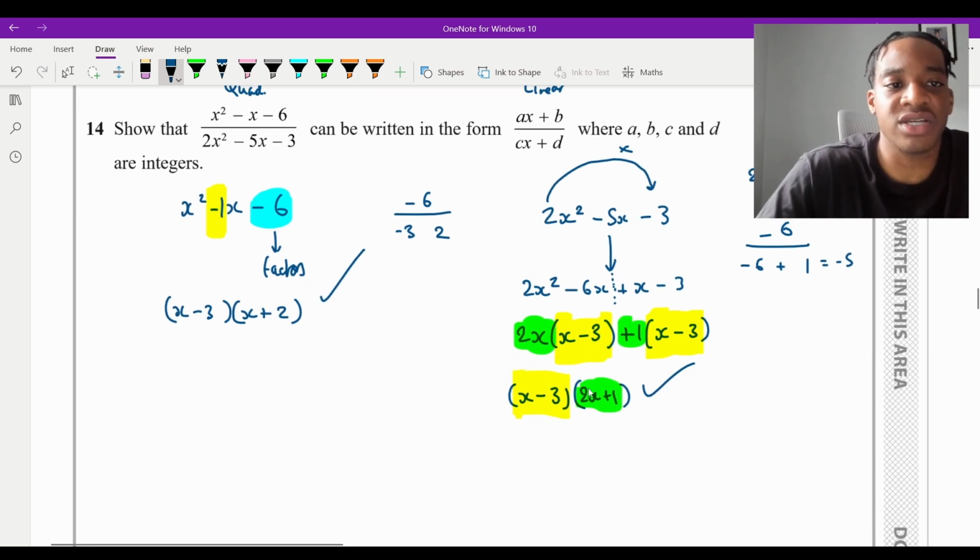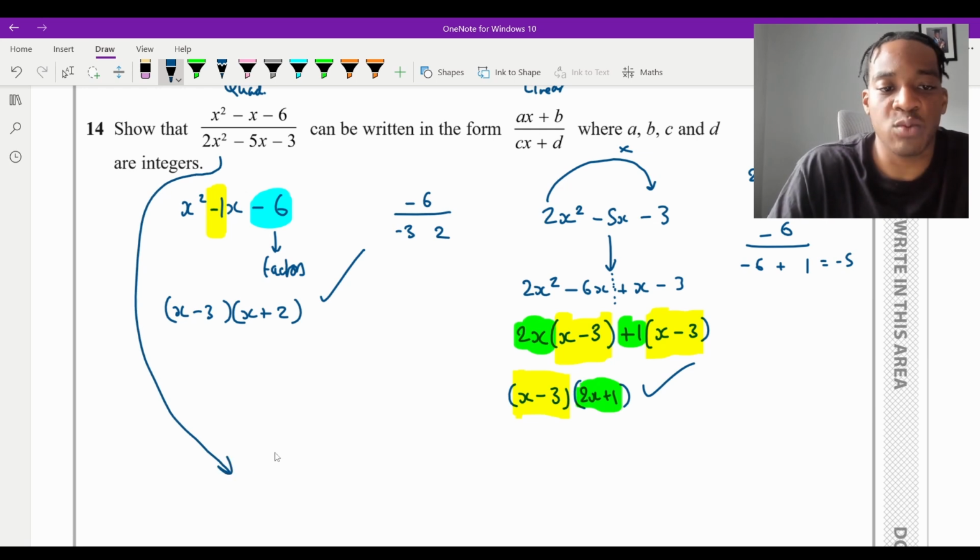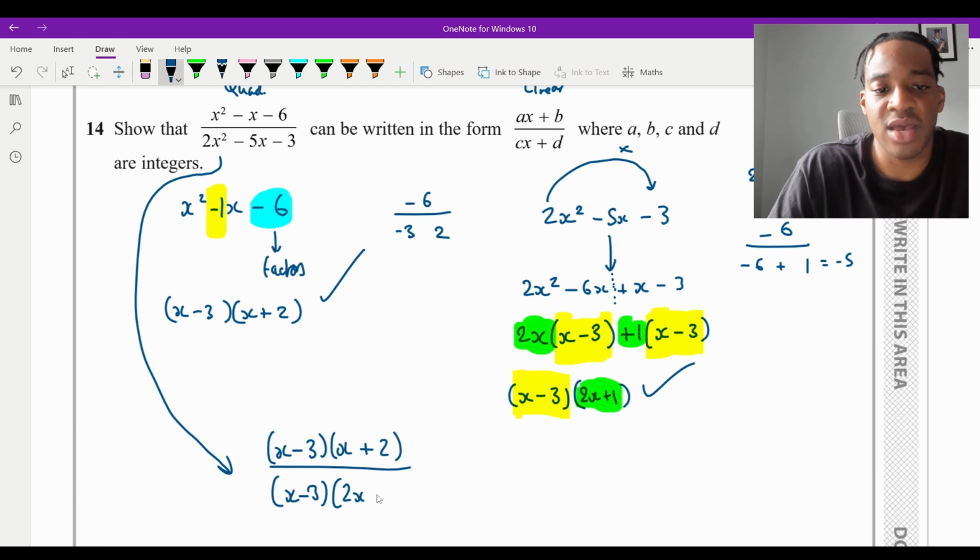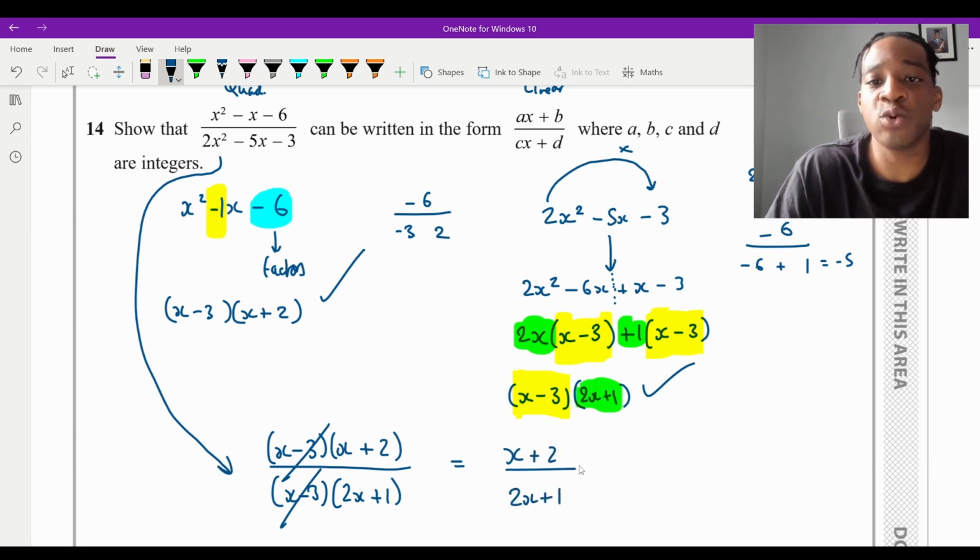So we can actually just rewrite this algebraic fraction. So I'll do it here. The numerator is x minus 3 times x plus 2. And then we're going to divide this by the denominator, which we know is equal to this, x minus 3 and then 2x plus 1. And as I said before, you'll always get a common factor top and bottom, because that's the whole point. Now we can see quite clearly that we have to cancel the x minus 3. So we just cancel. And this will leave us with x plus 2 over 2x plus 1. And this will be our answer here.